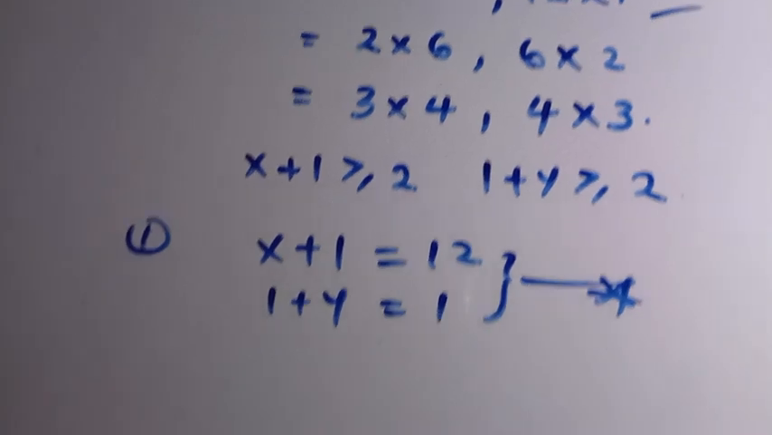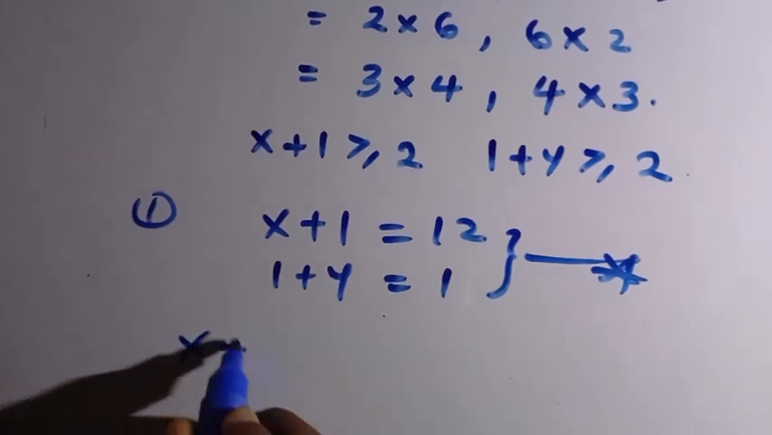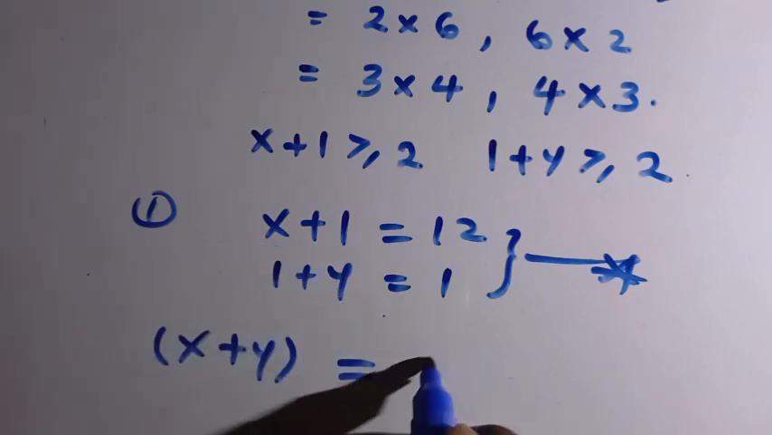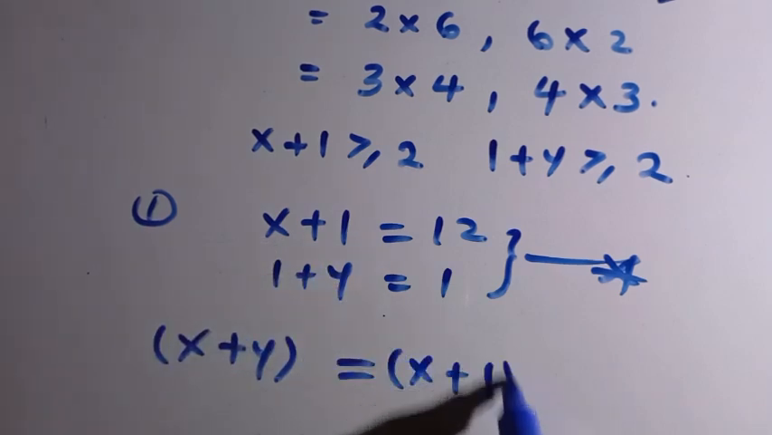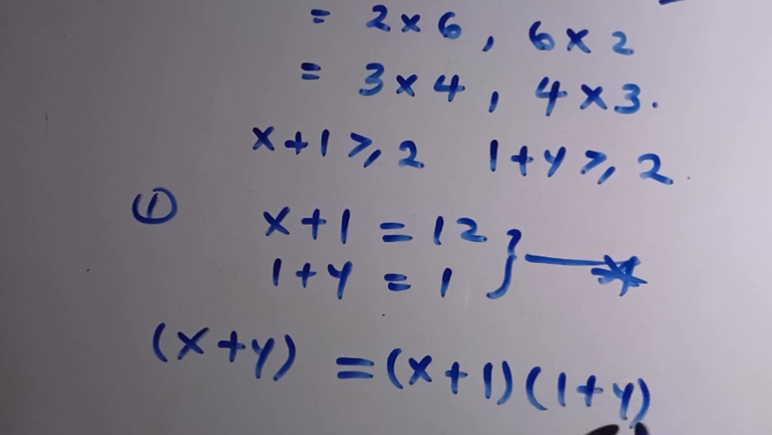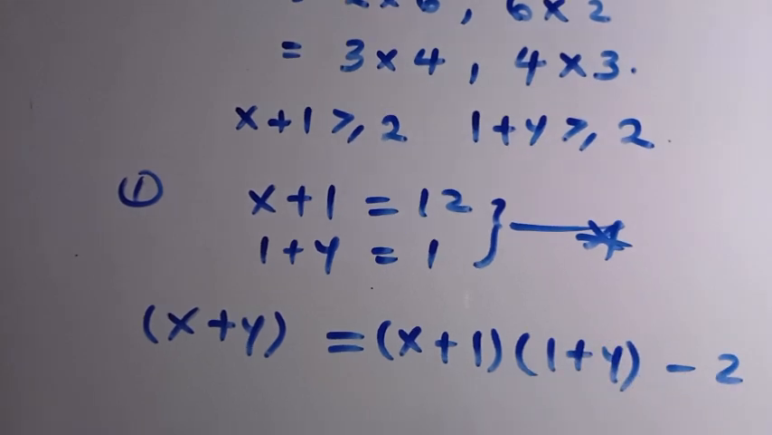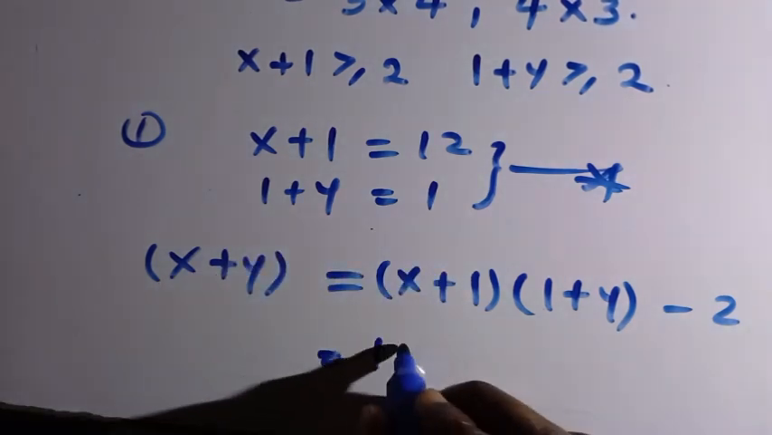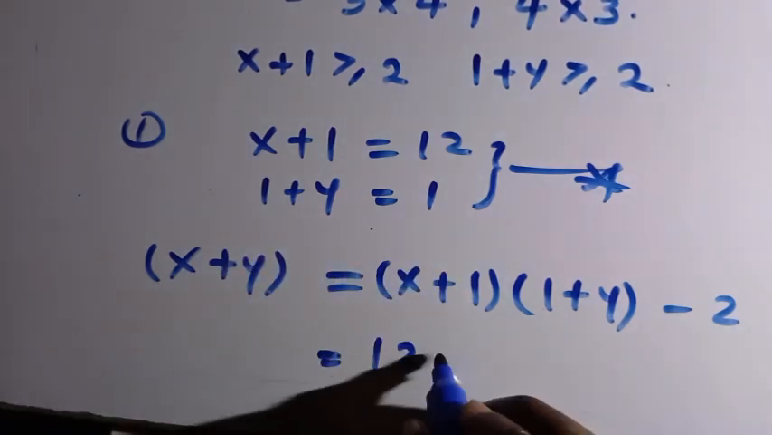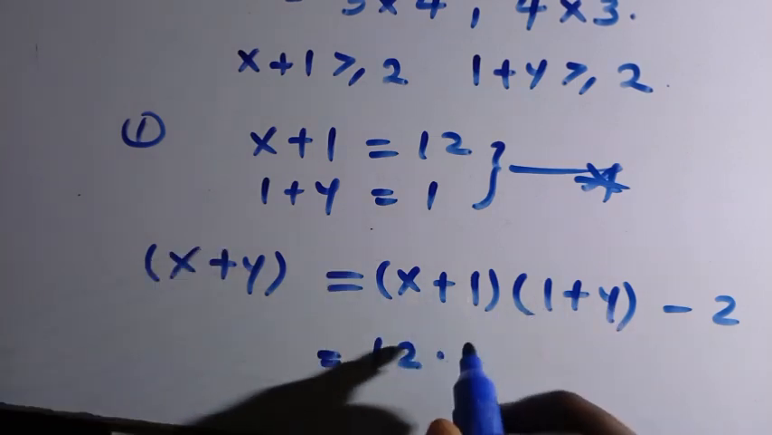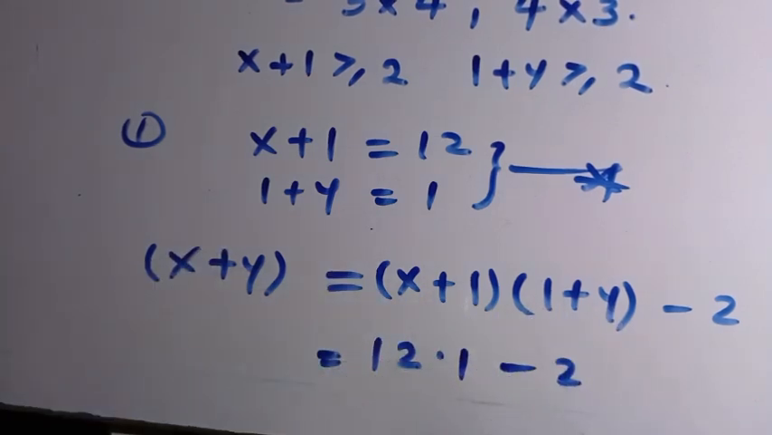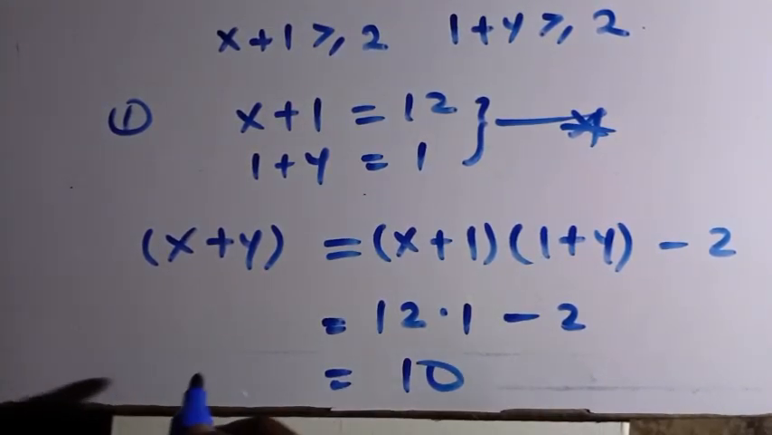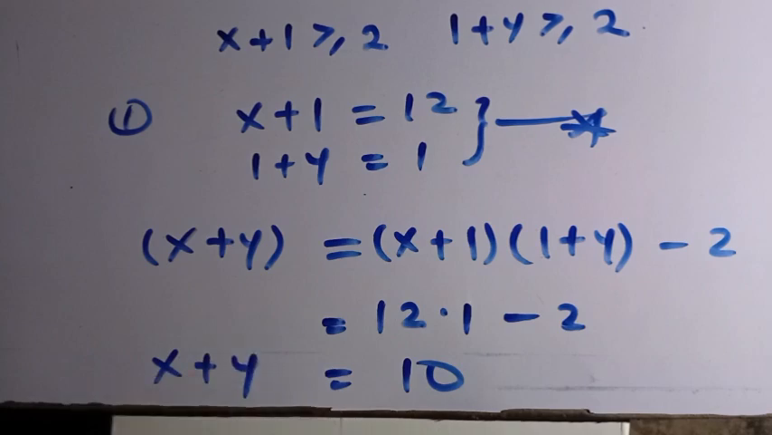So to find x + y, we have to note here that for every x + y, this is equal to, when we multiply this together, (x + 1) multiplied by (1 + y). Then let's subtract 2 from this. So by subtracting 2, it means x + 1, which is 12, we write that 12. Then we multiply it by 1 + y, that is 1, then minus 2. So the whole of this becomes 10. So it means that x + y here equals 10.